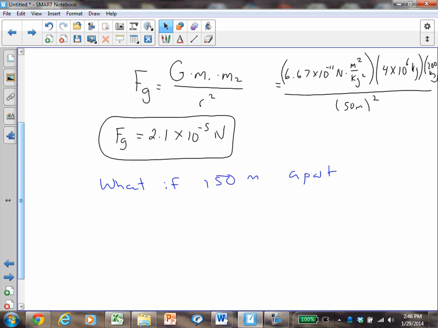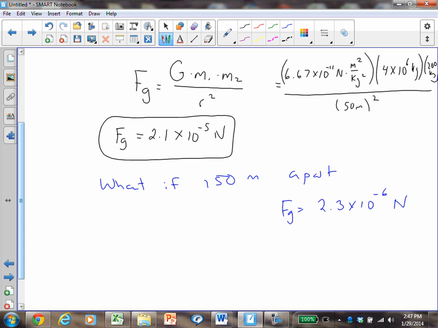How much smaller? Well, how many times farther apart is it? 3 times, so 3 squared, 9 times smaller. Divide your number 2.1 times 10 to the 9, and you should get 2.3 times 10 to the minus 6 newtons. Yes.